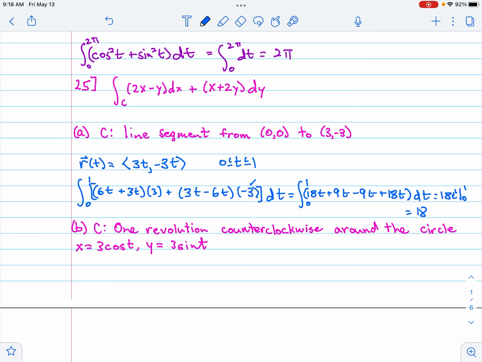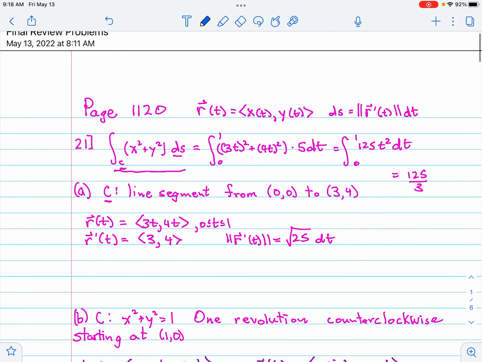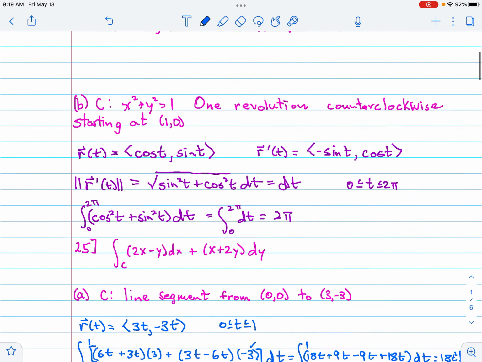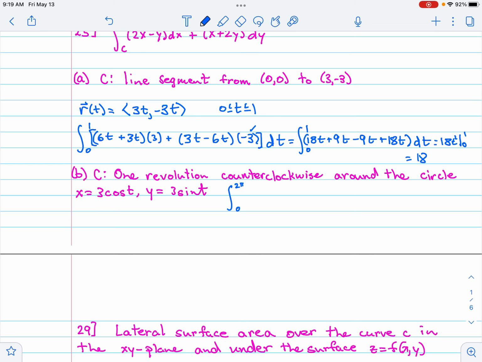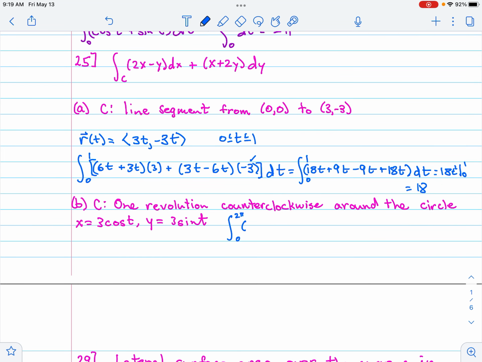So now we're going from 0 to 2 pi. Our integral is going to be 0 to 2 pi, just like before. And just like the previous problem, I guess it was, just like 21. 21 part B. There we go. Okay. Now this time we've got x equals 3 cosine t. So all we do is plug in here. So we've got 2 times 3 cosine t.